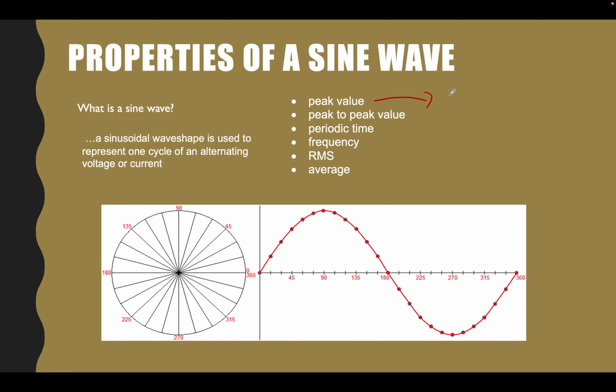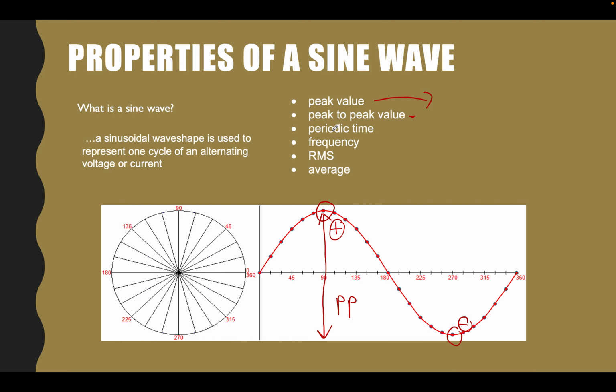So peak value, if we remember, was this value here. It could be the peak on the positive side, or it could be the peak on the negative side there. And the peak to peak value was this here, down from this bit all the way to there. So from the difference between the positive peak and the negative peak, that's the peak to peak. You'll see that sometimes as PP.